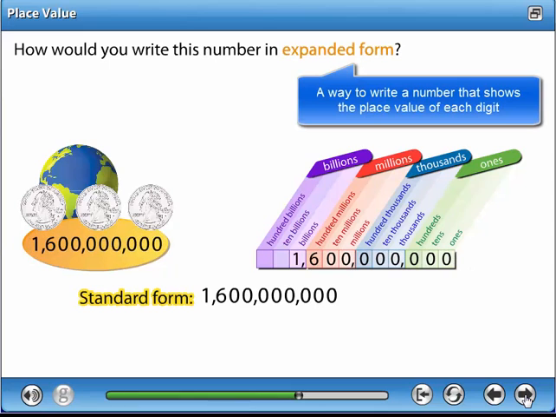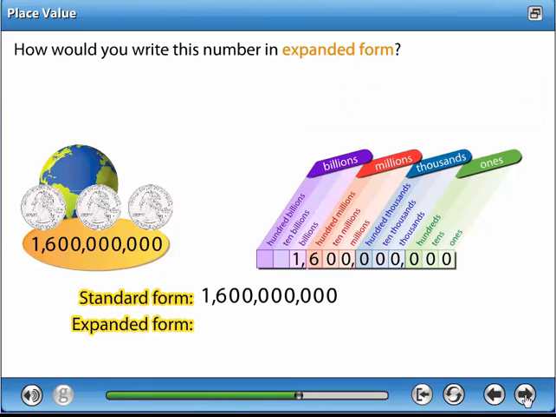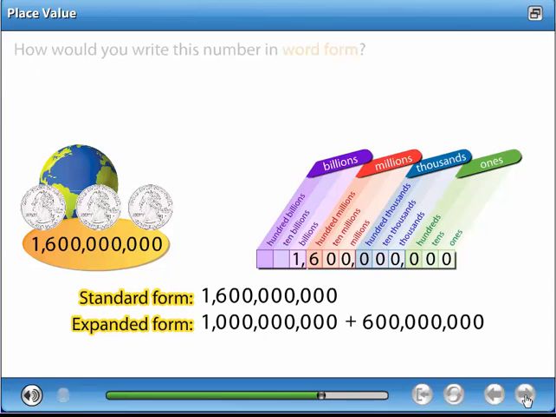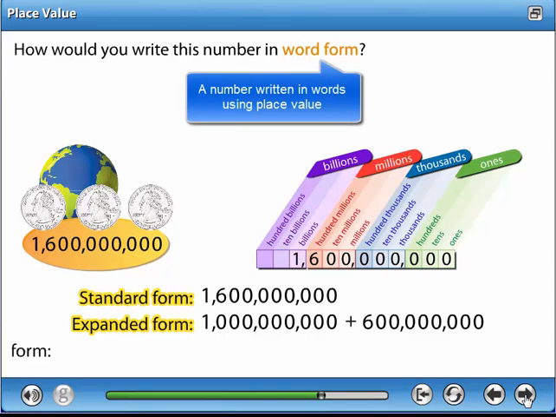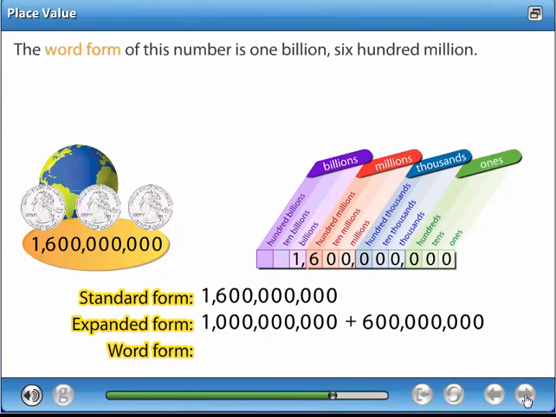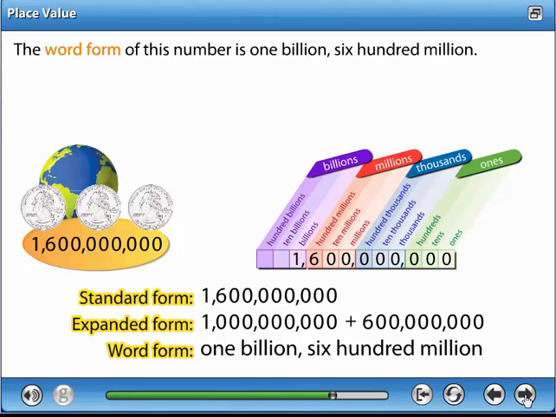How would you write this number in expanded form? The number 1,600,000,000 in expanded form is written as 1,000,000,000 plus 600,000,000. How would you write this number in word form? The word form of this number is 1,600,000,000.